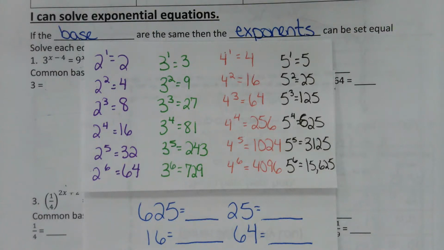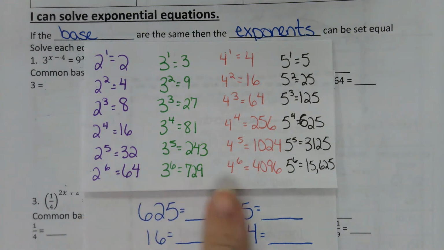When solving exponential equations, our goal is to get the base to be the same, and then we can set our exponents equal to each other and solve. To do that, let's explore the idea of finding common bases or making bases equal the same thing.